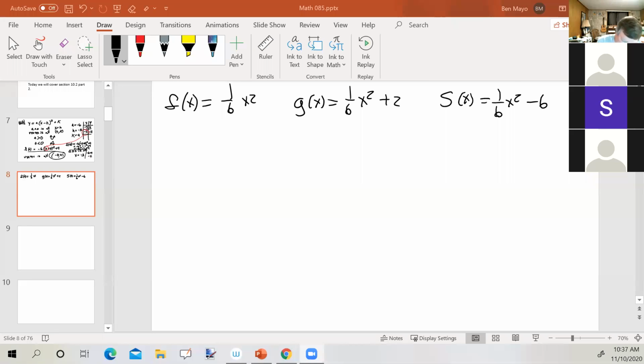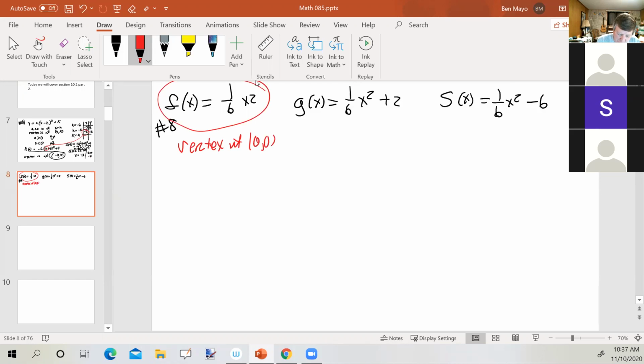Oh, and this is problem number 8 from 10.4 part 1. Okay, so taking a look at the first function, the vertex is going to be at (0, 0), because it's in the form y equals ax squared. So there's no shifting that's happening. All right, now we need an additional point.